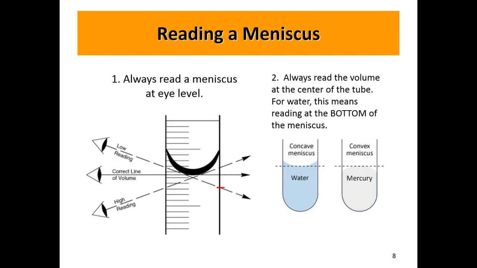And I already kind of mentioned this a little bit, but you always read from the center of the tube. For water, it usually means the bottom of the meniscus. But for mercury, like in mercury thermometers, we still look at the center, only this time it's going to be the top of the meniscus rather than the bottom. Okay. Cool.